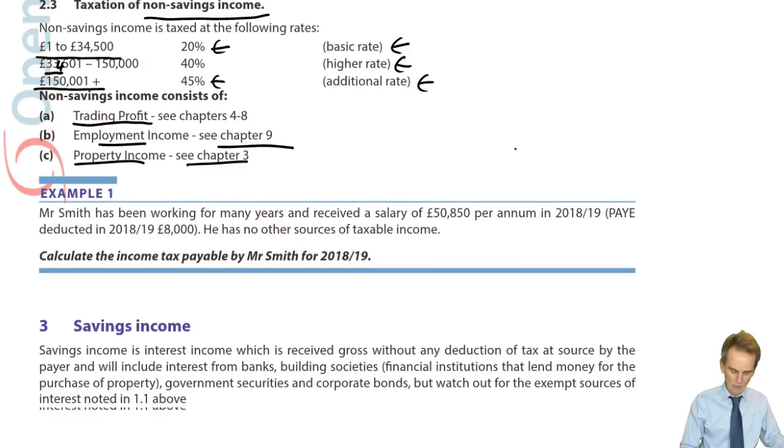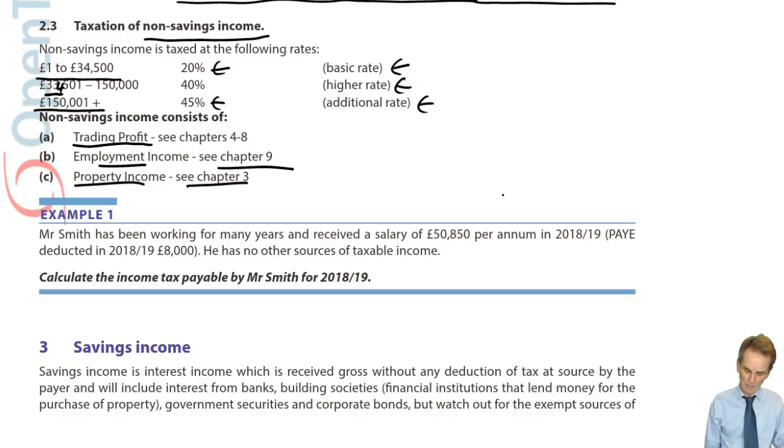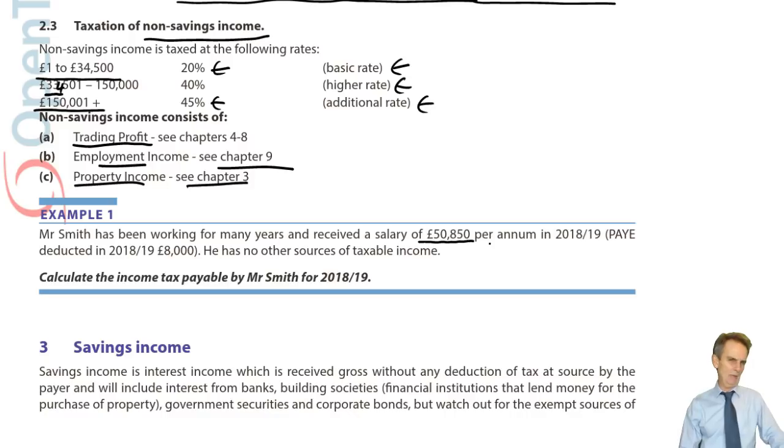Simple example to begin with. Example 1. Mr. Smith, been working for many years, received a salary of £50,850. Not at all a contrived figure, as we will see, per annum in the 2018-19 tax year.